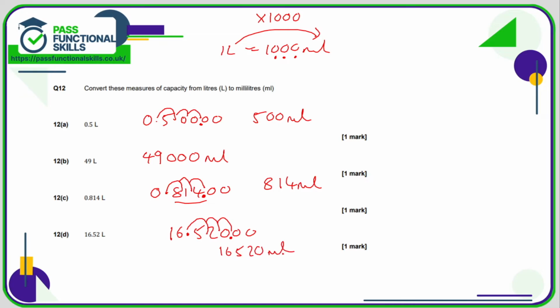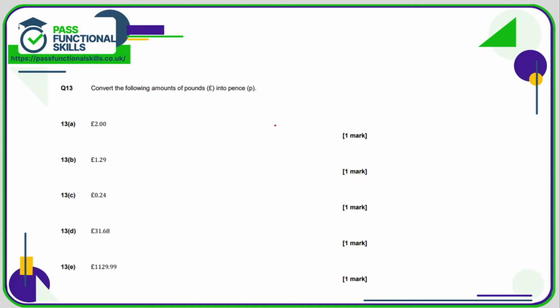16,520 millilitres. Question 13 involves us converting pounds to pence. Well, 100 pence equals £1. So to convert from pence into pounds, we are dividing by 100. Pounds into pence, we're multiplying by 100. But rather than seeing it as multiplying by 100, we can just ignore the decimal point.